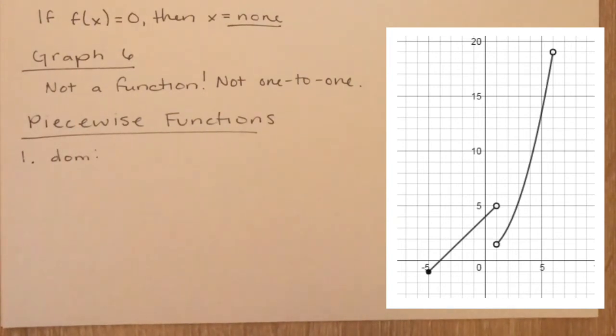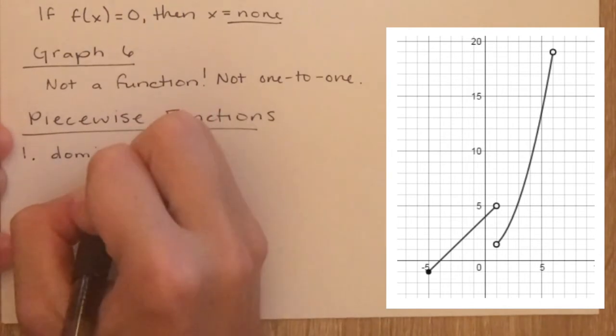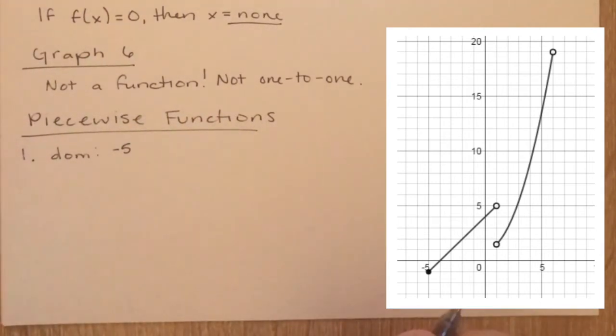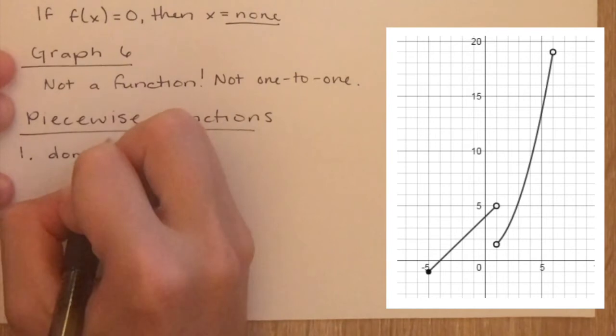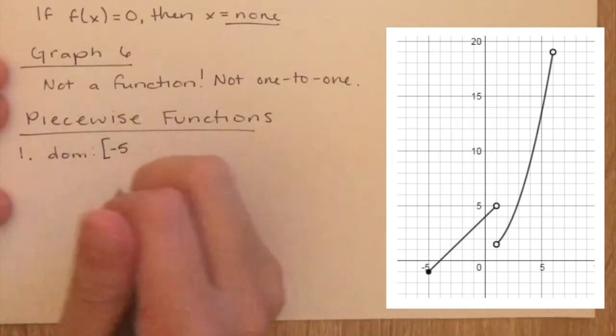The first x value that we have function for is what? -5, right? -5 is going to be the first piece of our domain. Is it included or excluded? It's a closed point, so we are going to include it by using brackets. All right, let's keep moving.